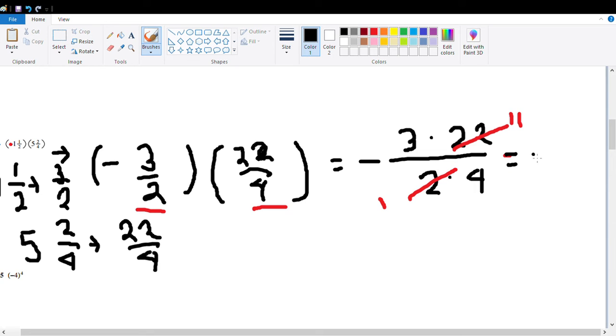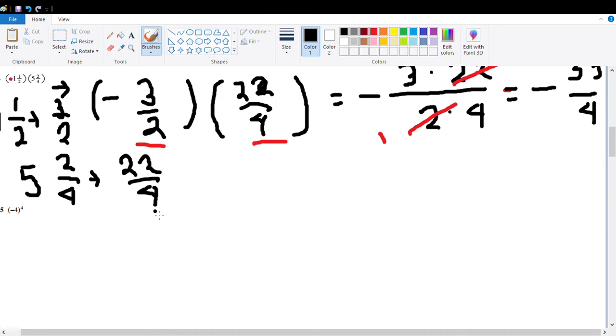Don't forget the sign first. It's still going to be negative. 3 times 11 is 33. And then 4 times 1 is 4. So our final answer is negative 33 over 4.